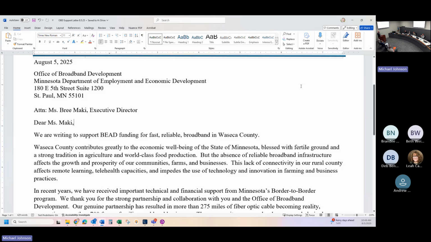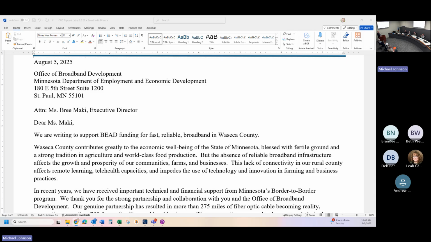I'll just add this little detail. If you go to the Minnesota map and you look at what locations in the state of Minnesota are eligible for BEAD funding, it's about 100,000 positions. In Waseca County, it's 17 positions. So this letter will help us. It won't harm us, but it could help us to get a further expansion of fiber, particularly to the northern townships of Waseca County, because basically the southern half is already getting fiber. So that's the purpose of this letter. We don't know if it'll help, but it won't hurt.